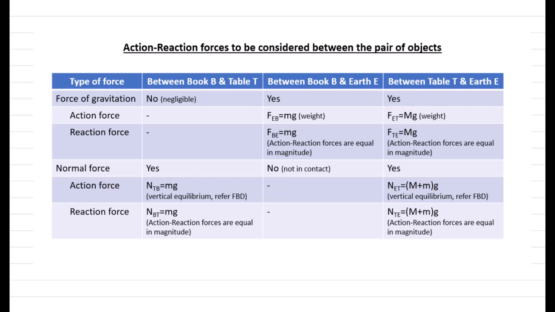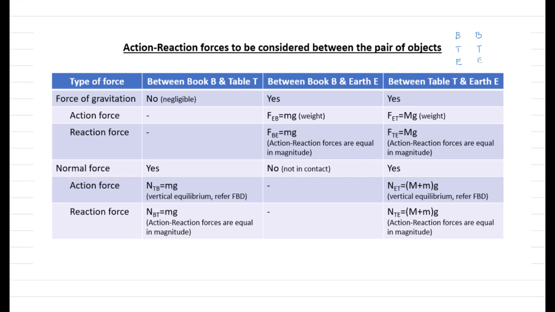So coming to the first part, action-reaction forces to be considered between the pair of objects. How many pairs do we have? Let's list down the pairs that we need to consider. We have the book, then we have the table, and then we have the earth or ground. Then again, I'll put them in the same order to be able to identify the pairs: book, table, and earth or ground.